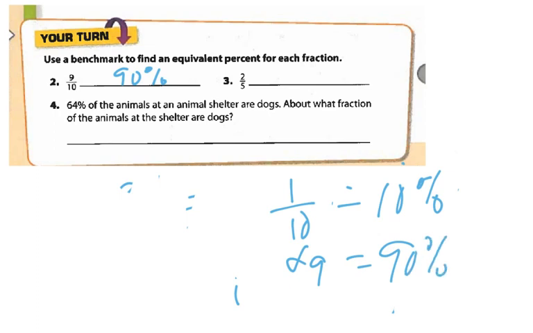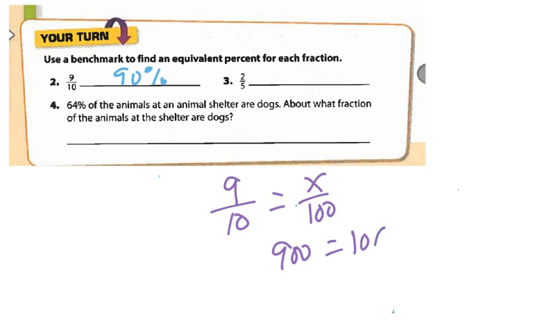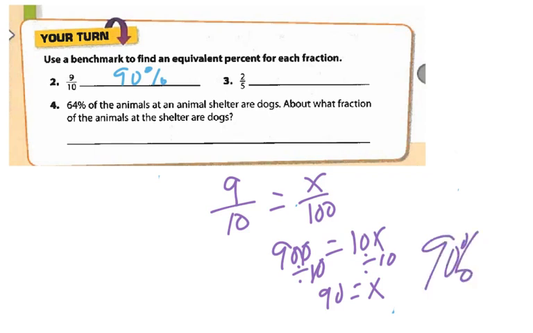Okay? I prefer to use the part over whole equals percent over 100. So again, that's going to look like this. My part over my whole equals my percent over 100. I can cross multiply here and say 9 times 100 is 900. 10 times x is 10x. I would have to divide by 10 on both sides to isolate x. 900 divided by 10 is 90, so x is 90%. Okay, so there's a few different ways that we can solve that one.